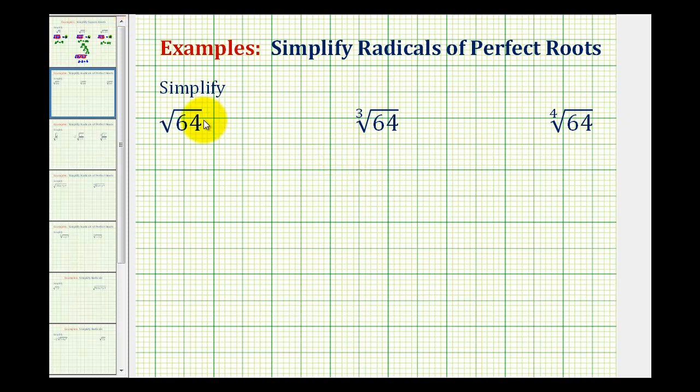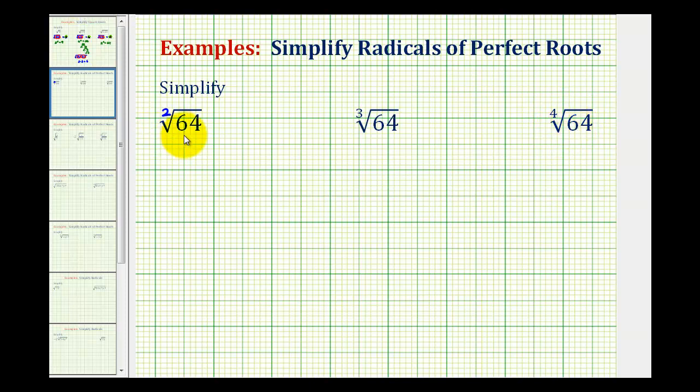So for the square root of 64, our index is 2. Therefore, we're looking for perfect square factors of 64. For the cube root of 64, since the index is 3, we're looking for perfect cube factors of 64. And then for the fourth root of 64, we're looking for fourth root factors of 64.